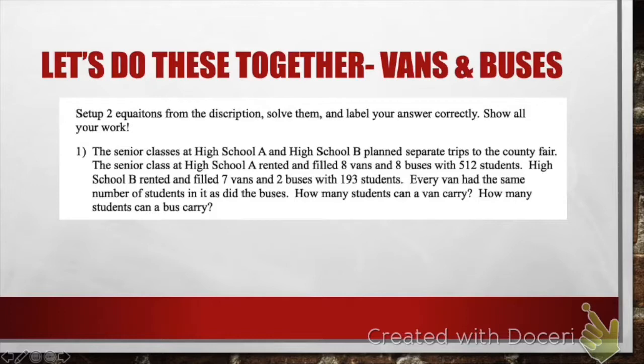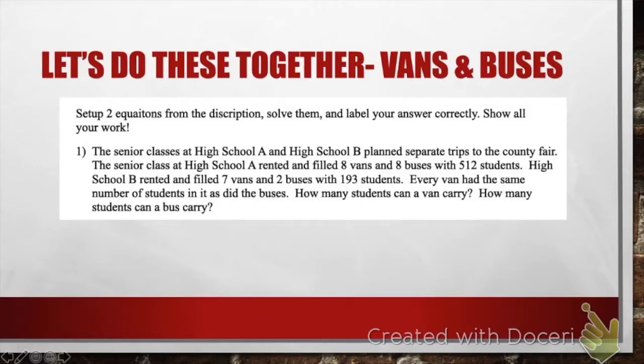The senior class at High School A and High School B plan a separate trip to a county fair. The senior class at High School A rented and filled 8 vans and 8 buses with 512 students. High School B rented and filled 7 vans and 2 buses with 193 students. Every van had the same number of students in it, as did the buses. How many students can a van carry, and how many students can a bus carry?